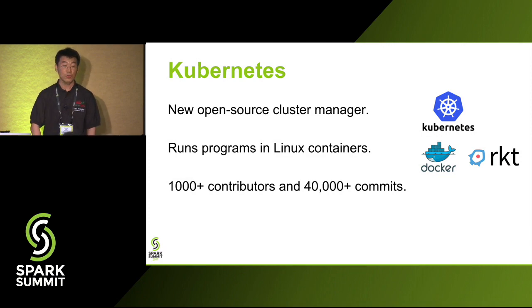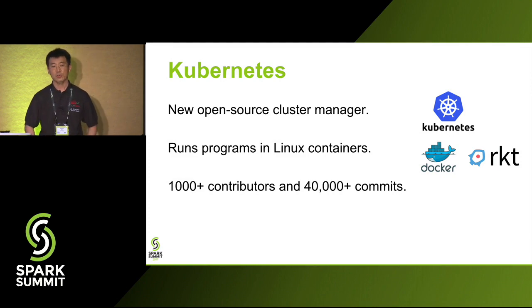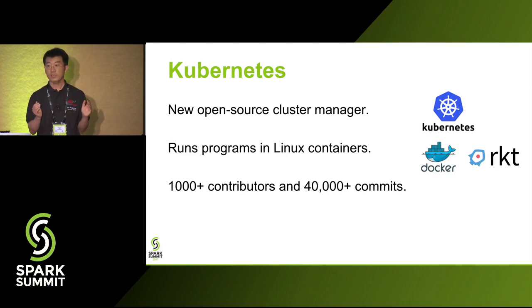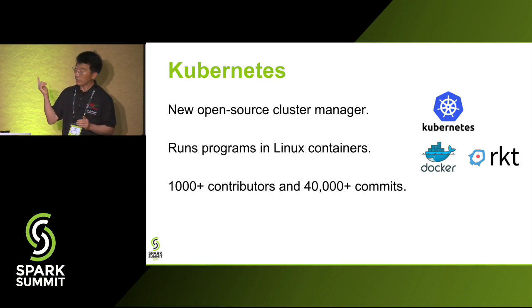So what is Kubernetes? Kubernetes is a new open source cluster management software released by Google in 2014. So it manages many computers and runs many programs using those computers. In that sense, it is similar to Yarn or Mesos. What sets apart Kubernetes is that when it runs programs, it puts them in special runtime environments called Linux containers, which are better known as Dockers or Rockets.